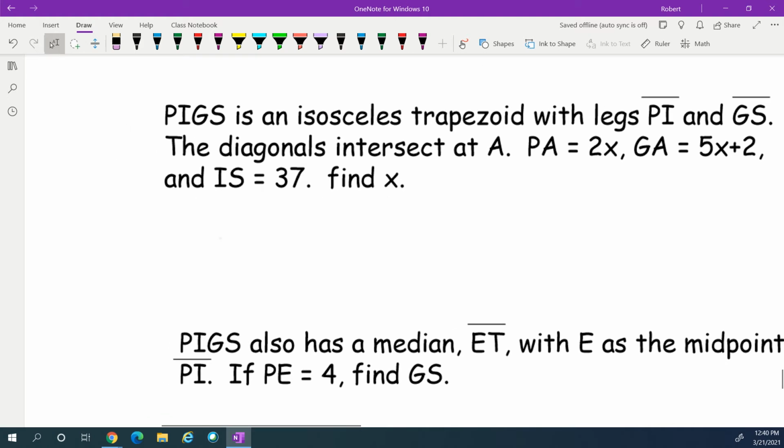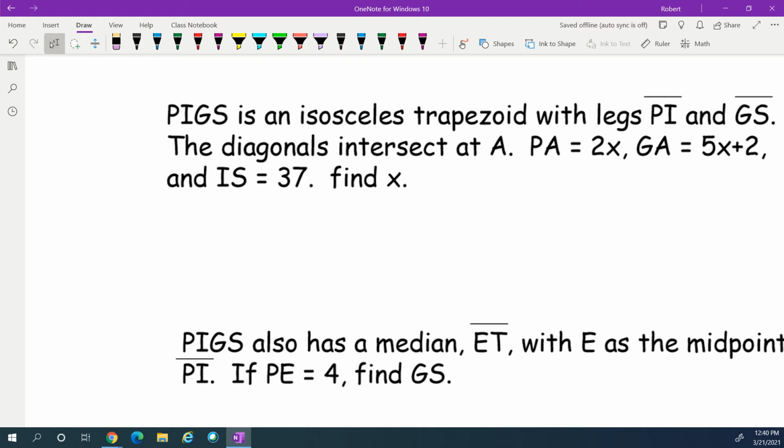So I'm going to try it, and we're going to see if it works. We have an isosceles trapezoid. So remember, in an isosceles trapezoid, you can orient the picture whichever way you want. Most people are most comfortable when it looks like that. We have the parallel sides, and since it's isosceles, we have congruent legs. So we draw the picture.